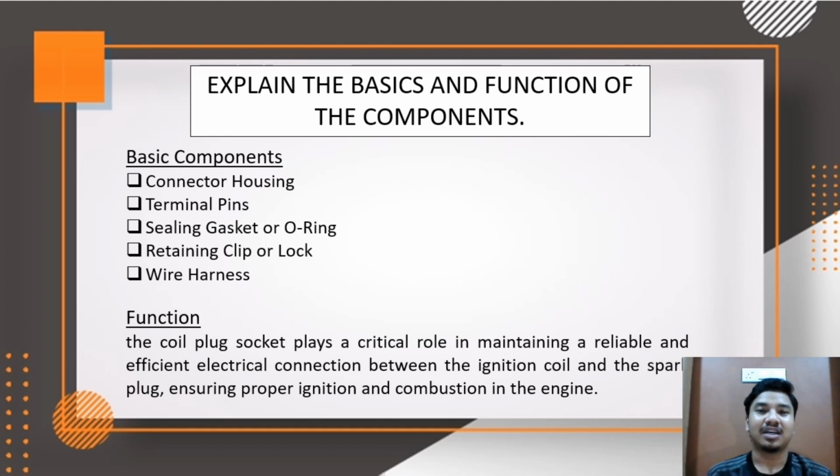I will explain about the basics and function of the components. The basic components are: first, connector housing; second, terminal pins; third, sealing gasket or O-ring; fourth, retaining clip or lock; and last, wire harness. For the function, the coil plug socket plays a critical role in maintaining a reliable and efficient electrical connection between the ignition coil and the spark plug, ensuring proper ignition and combustion in the engine.